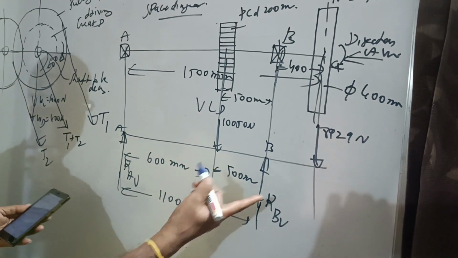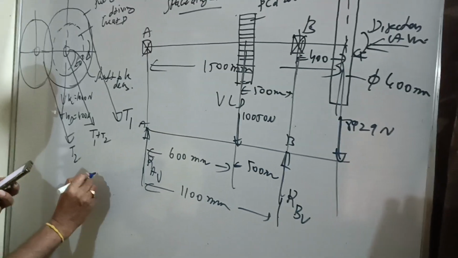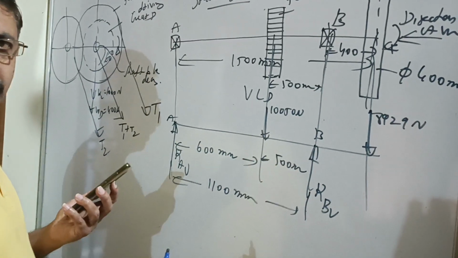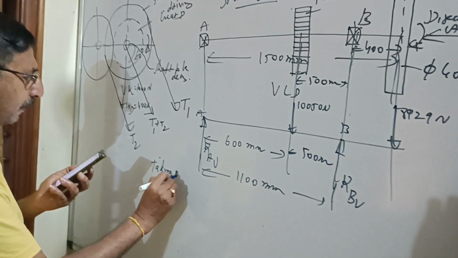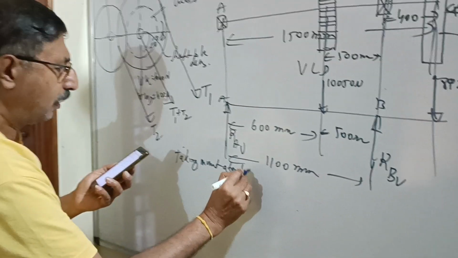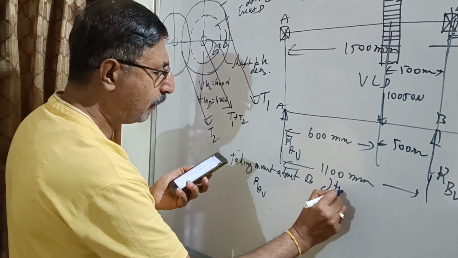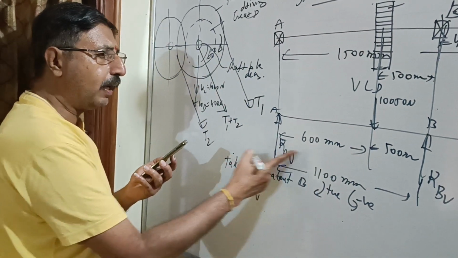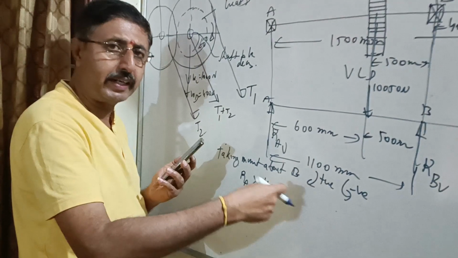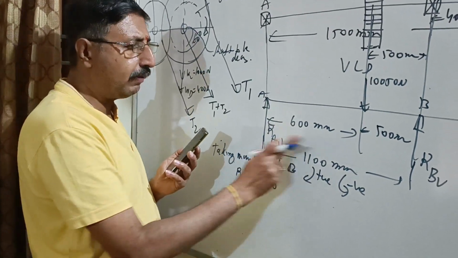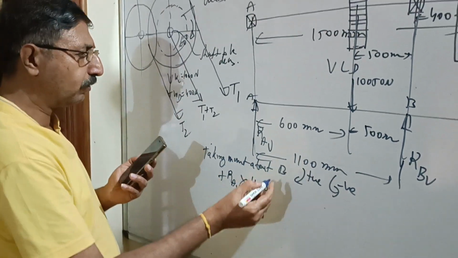Once I draw the vertical loading diagram, the next thing is that we have to find the reactions. We know how to find the reactions: you can take moment about either A or B, anything will do. So let us take moment about B. Let us take clockwise moment as positive and anti-clockwise moment as negative. What is the moment due to RAV about B? It is RAV into 1100, because that is going in the clockwise direction. So plus RAV into 1100.